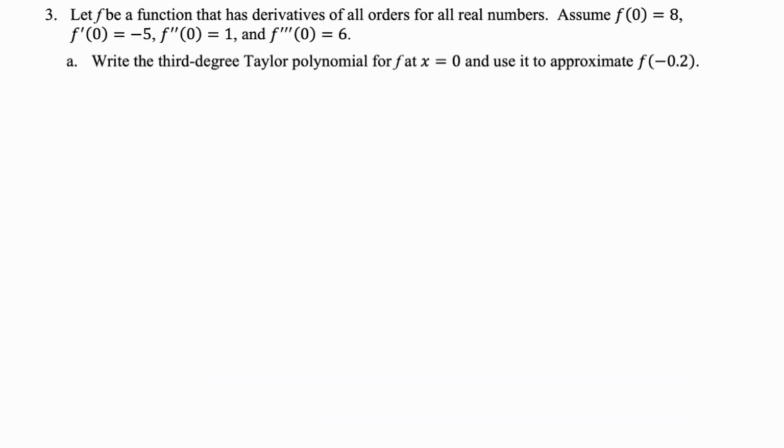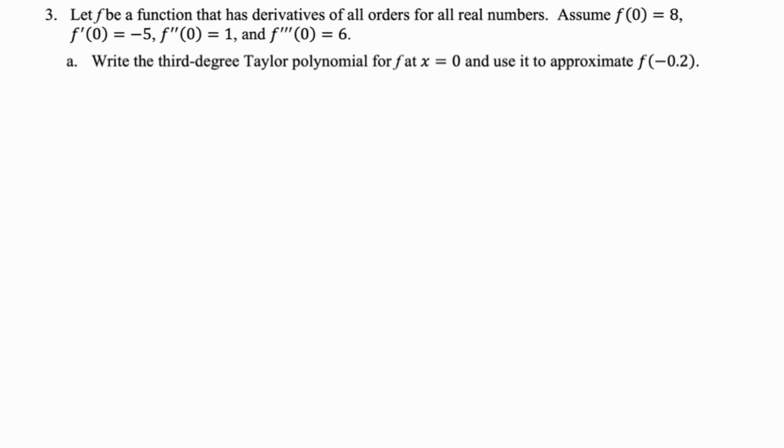Let f be a function that has derivatives of all orders for all real numbers. We're going to assume f of 0 is 8, f prime of 0 is -5, f double prime is 1, and f triple prime is 6. Write the third degree Taylor polynomial for f at x equals 0. Use it to approximate f of -0.2.